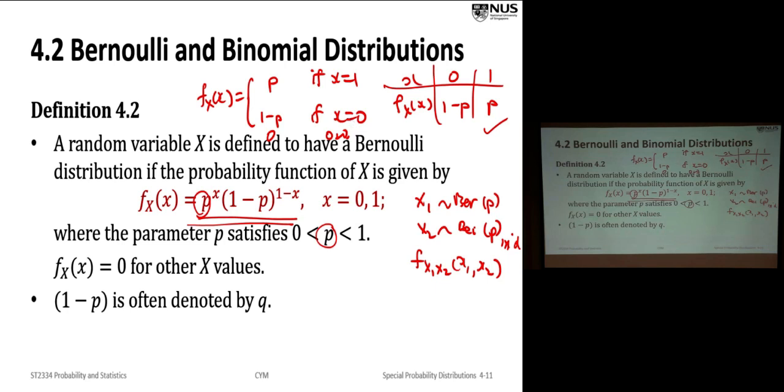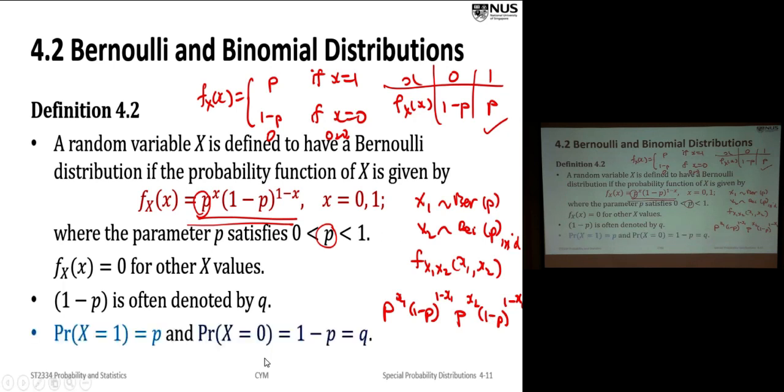But if I write it in a mathematical form, then the joint distribution is just to multiply p to power x1, 1 minus p to power 1 minus x1, times p to power x2, 1 minus p to power 1 minus x2. And it holds for x1 equals 0, 1, and x2 equals 0, 1.